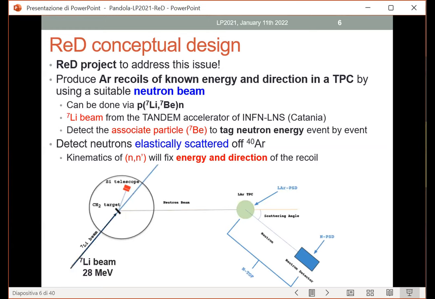We send a lithium beam, which is 28 MeV, onto a basically proton target, so plastic CH2. This originates an interaction which produces beryllium-7 and neutrons.